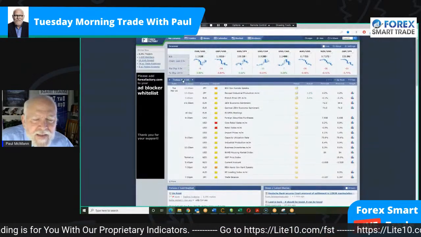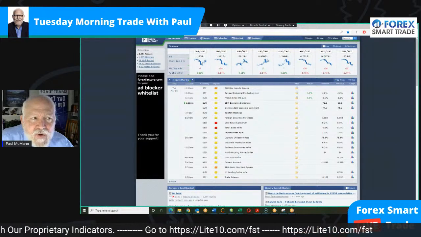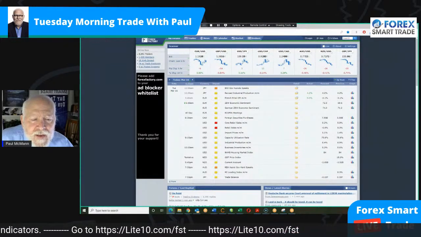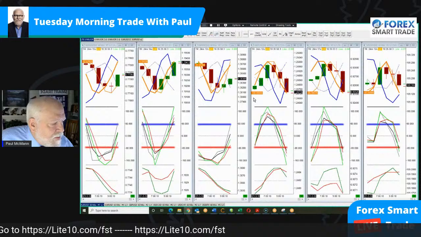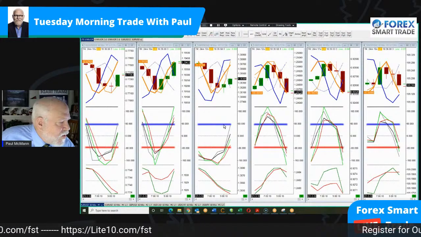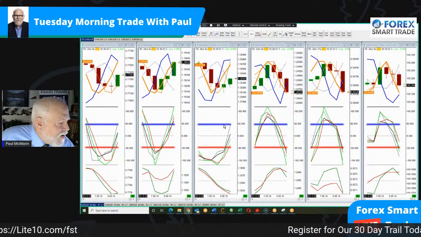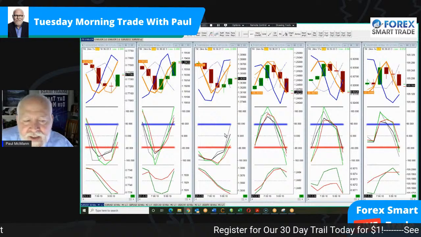Hey, I've got a message from someone saying they can't see my screen. Can you see my screen? If you cannot see my screen, re-message me, but it's showing that my screen is broadcasting here. Okay, so you can't see the screen.